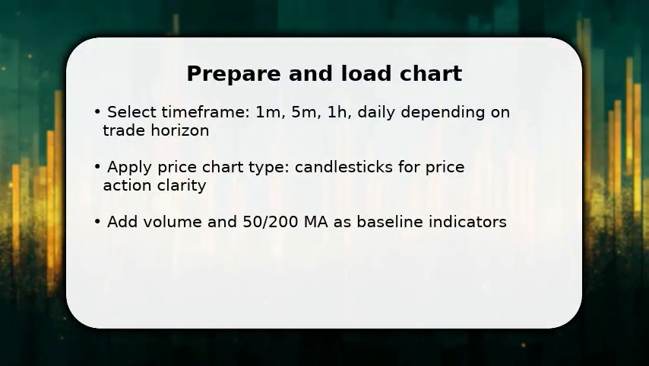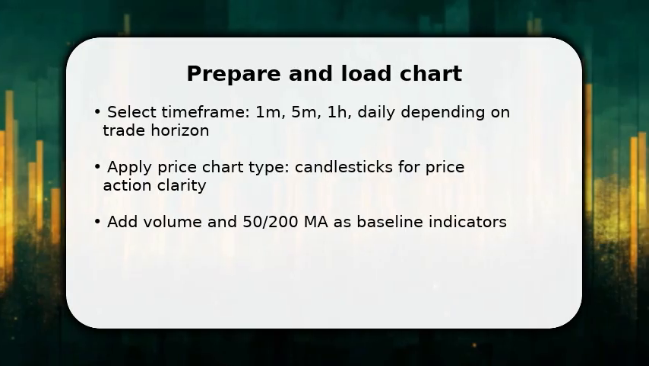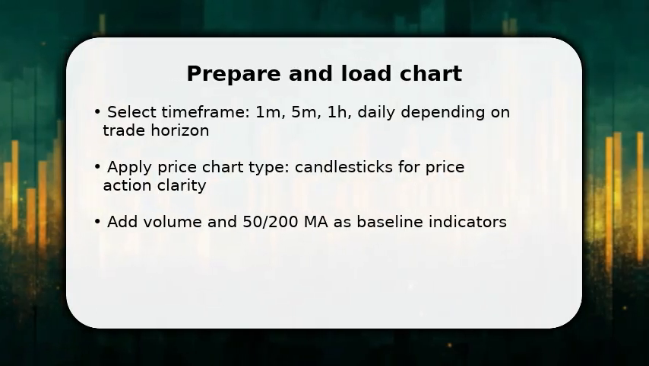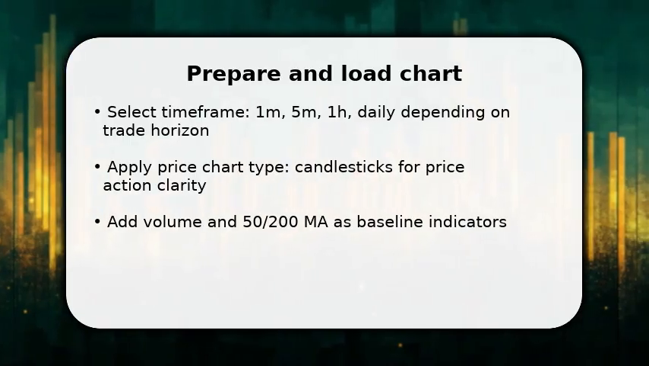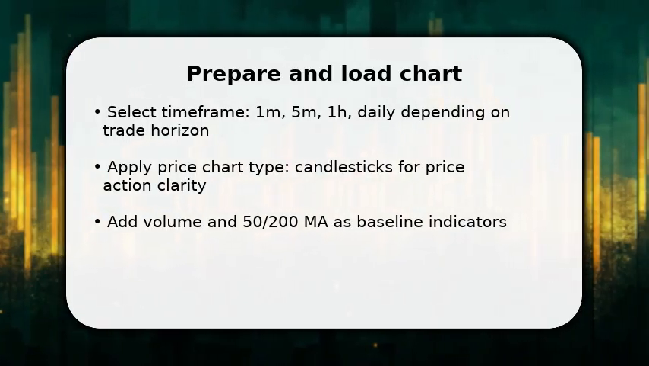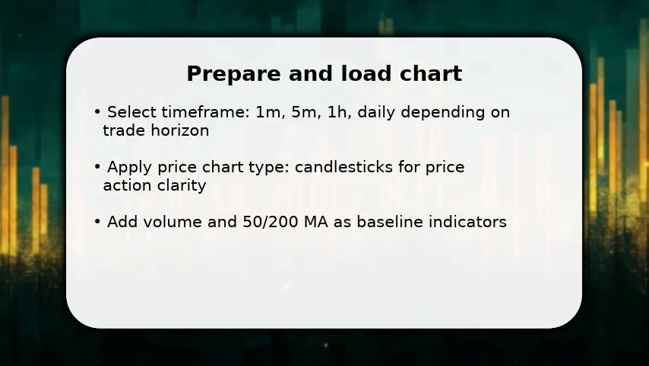You start by opening the chart for the ticker and setting the time frame to match your plan. For short trades, choose 1M, 15M. For swing trades, choose daily. Next, switch to candlesticks so you can read wicks and bodies. Apply volume and add a 50 and 200 moving average as baseline trend filters.